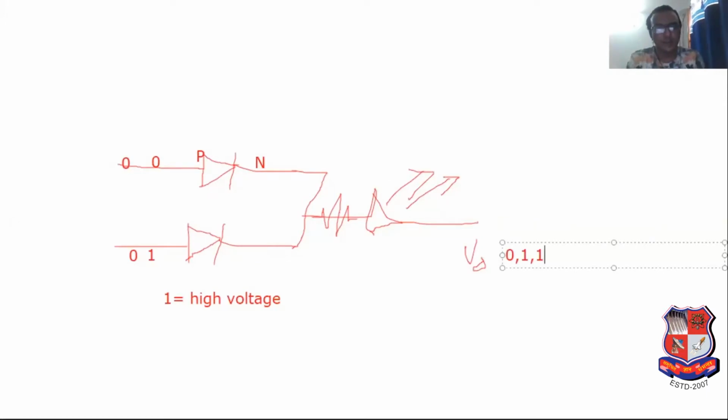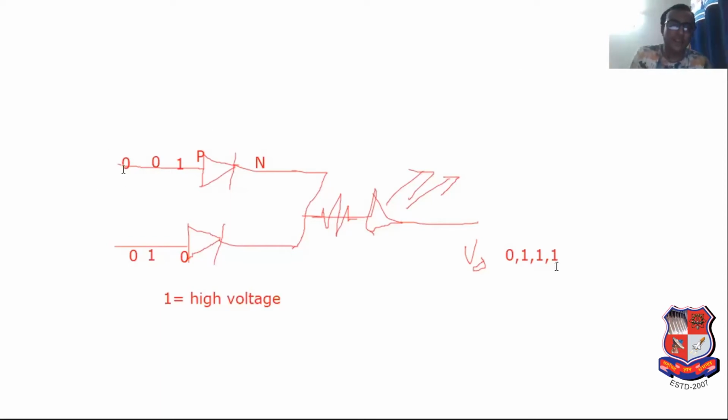Third case output is also 1. And fourth case also output 1. Third case means here 1, here 0. So at that time this diode is conducted, this is not conducted, and in the fourth case both diodes are conducted, so output is 1. So it is the complete explanation of the OR gate.